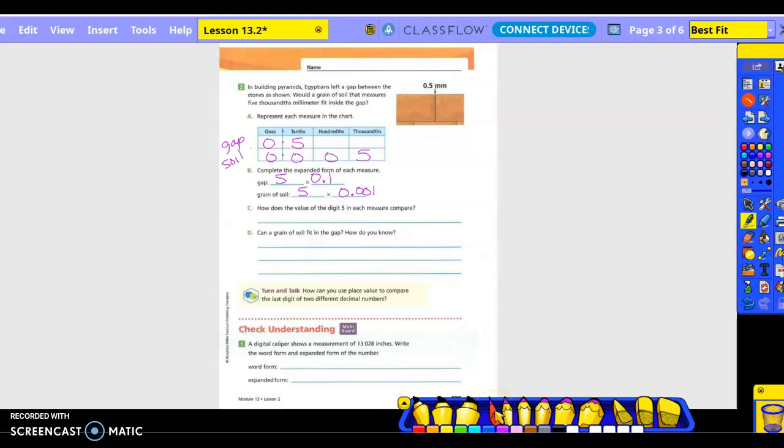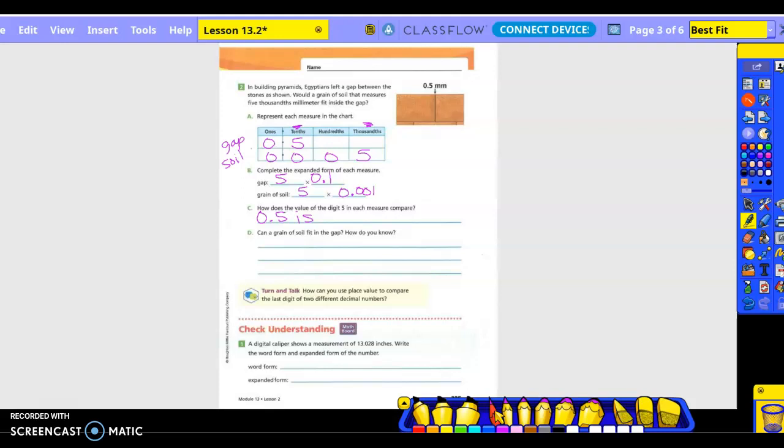Okay, so how does the value of the 5 in each measure compare? So 5/10 is how much larger? So we have the 5 in this place value and the 5 in this place value. How far are those apart? 2 jumps, right? So 2 jumps is what? 100. Now, the first one listed, is it bigger or smaller than the second one?